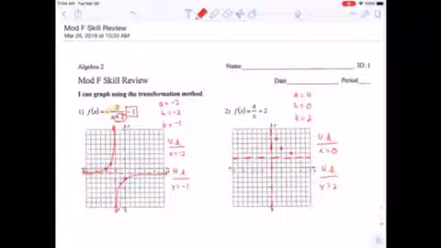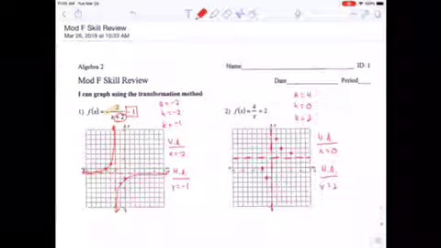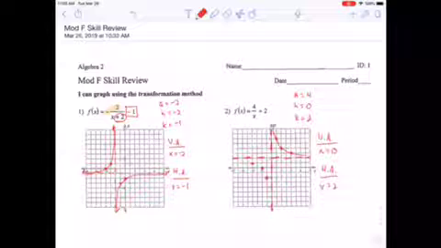So if you look at 1, 6, that's down 1, 2, 3, 4 to the left 1. There's its buddy. If you look at 2, 4, that's down 2, left 2. So go down 2, left 2. And 4, 3 is down 1, left 4. So down 1, left 2, 3, 4. Okay? And there are your points. So now put your curves in. And there you go. Okay?